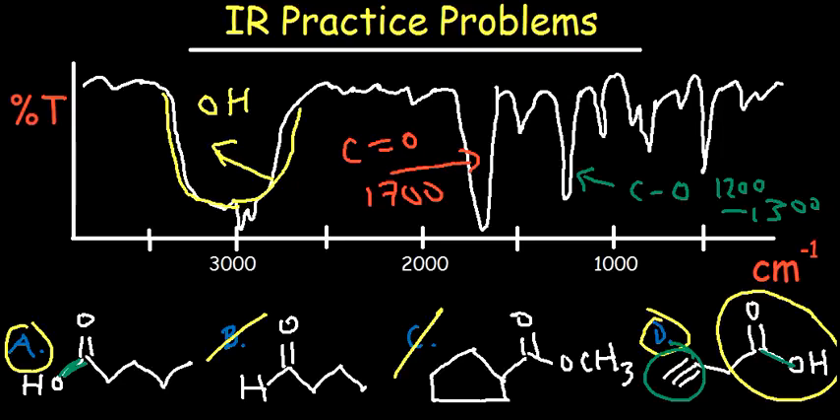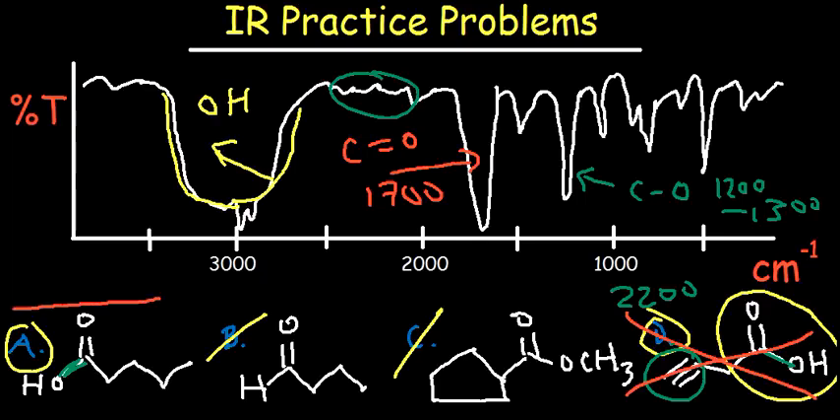And if you remember from our previous section, we mentioned that an alkyne has a C triple bond C stretch around 2200. But notice that we don't see anything in this region. So there's no alkyne functional group present, which means that this can't be the answer. Therefore, by process of elimination, the answer is A.